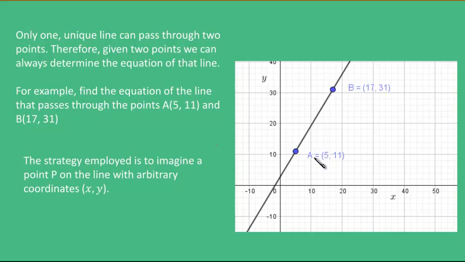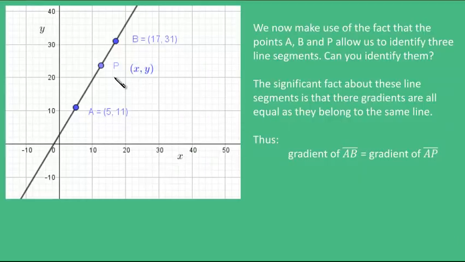So for example, in this case we have the points (5, 11) and (17, 31). There is only one line that can pass through those 2 points, and we want to find the equation of that line. So the strategy is to imagine a third point, some P, placed someplace along this line. It could be placed here, between these 2 points, or over here. I tend to prefer to place this arbitrary point somewhere between A and B.